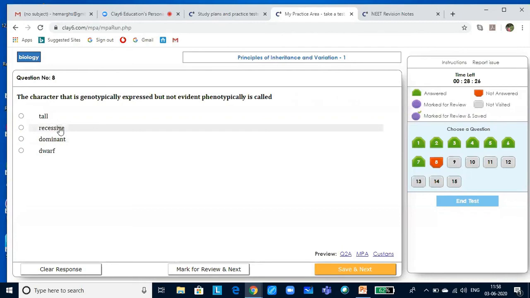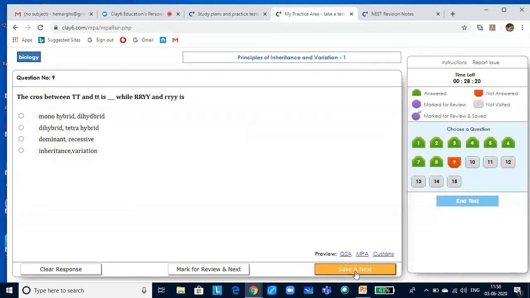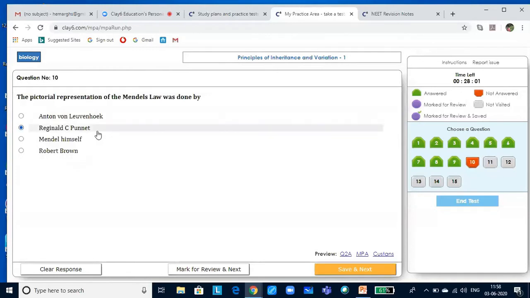The cross between capital T and small lowercase t is a monohybrid cross. While if you look at the other part of the question, it is a dihybrid cross. So one is monohybrid and the other is a dihybrid. The pictorial representation of Mendel's law was done by Reginald C. Punnett. That is what we call a Punnett square or a checkerboard.